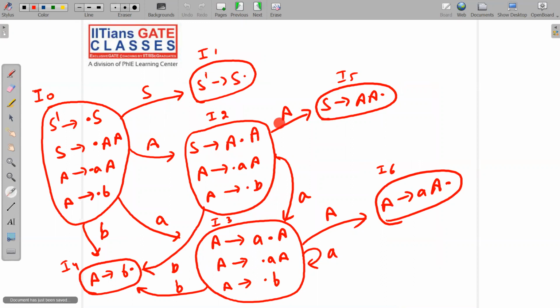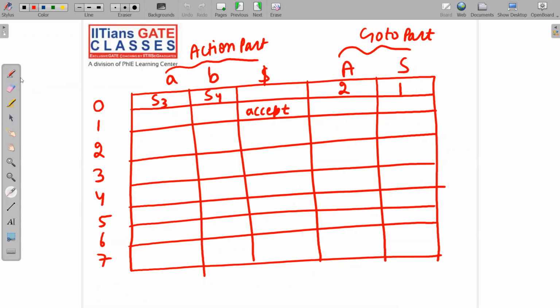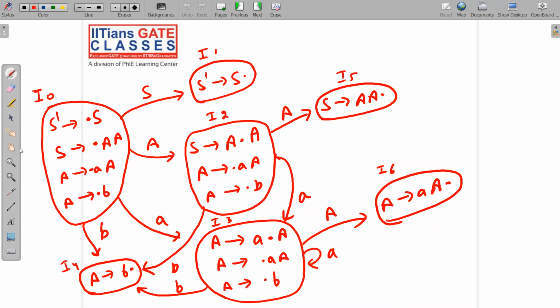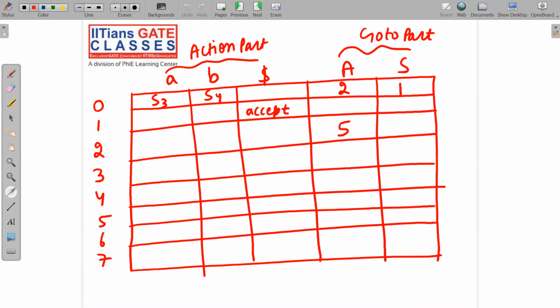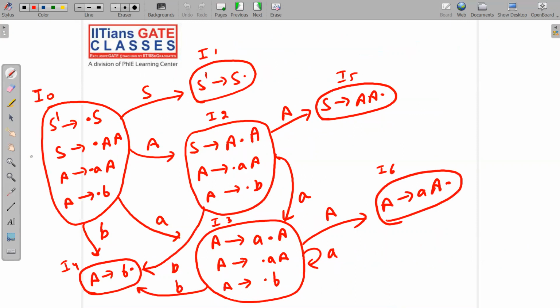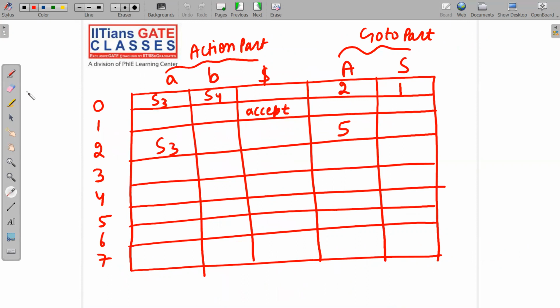Now go to state number 2. On capital A, I am going to I5. So state number 2 on capital A, I will write 5. On state number 2, small a, we are going to S3. Small a means action part, so I3 means S3. I have already told you many times. So I will write here S3. Small b, on state number 2, yes, we are going to I4. So I will write here S4.